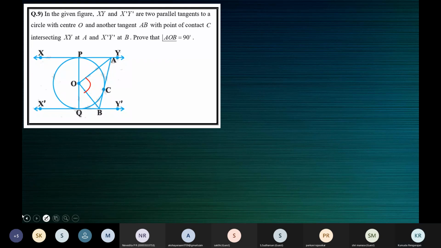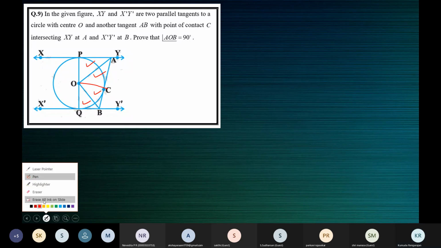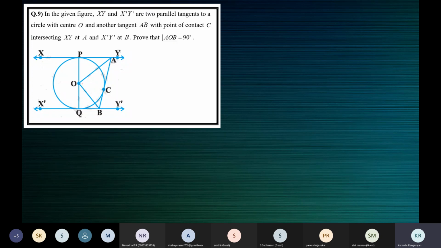So children, join OC, and show that these two triangles are congruent to each other. When you prove that, join OC, prove that these two triangles are congruent to each other.